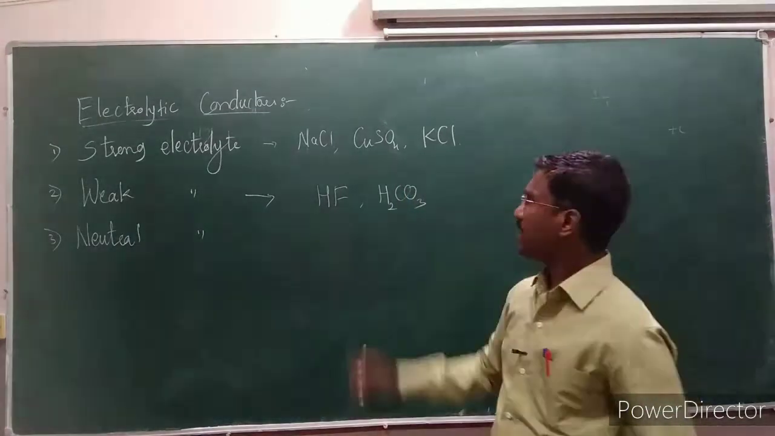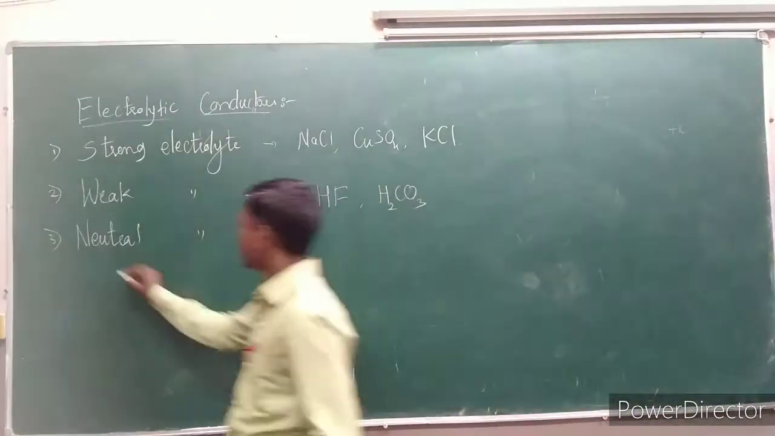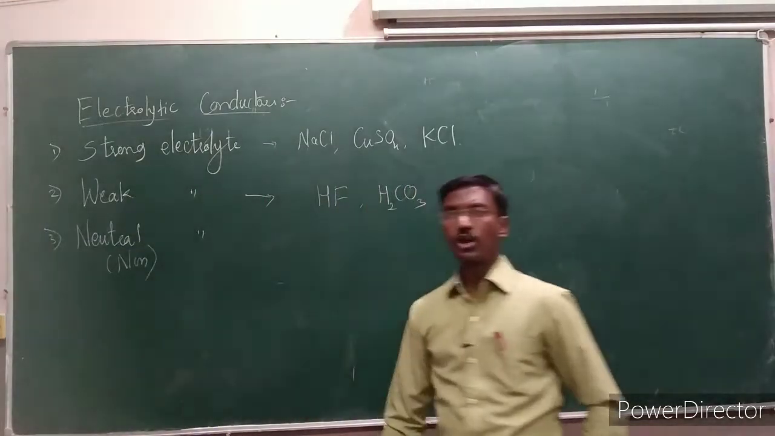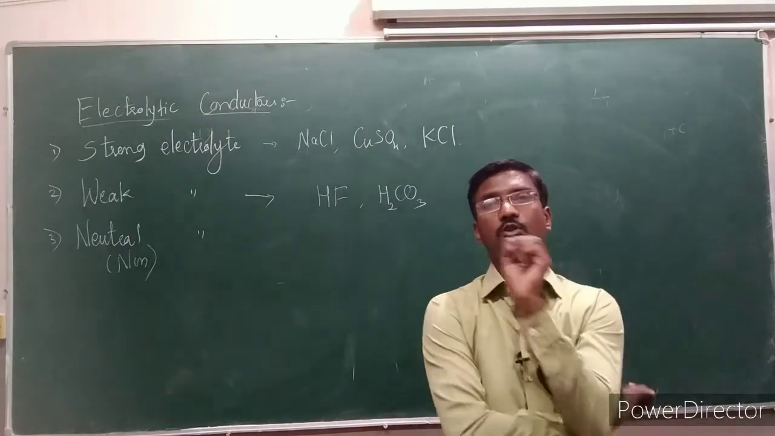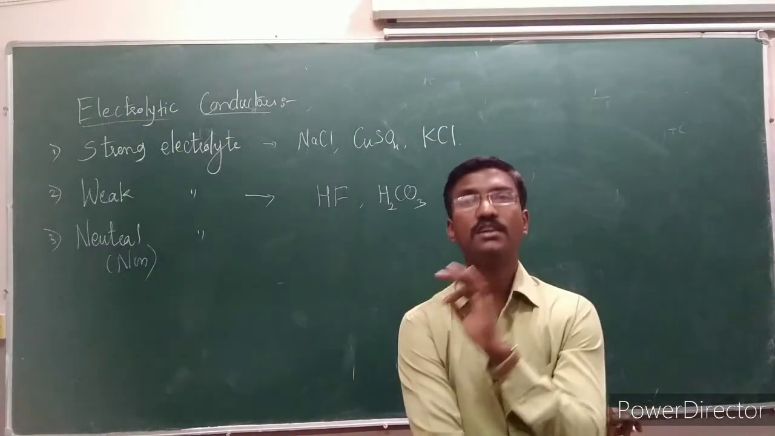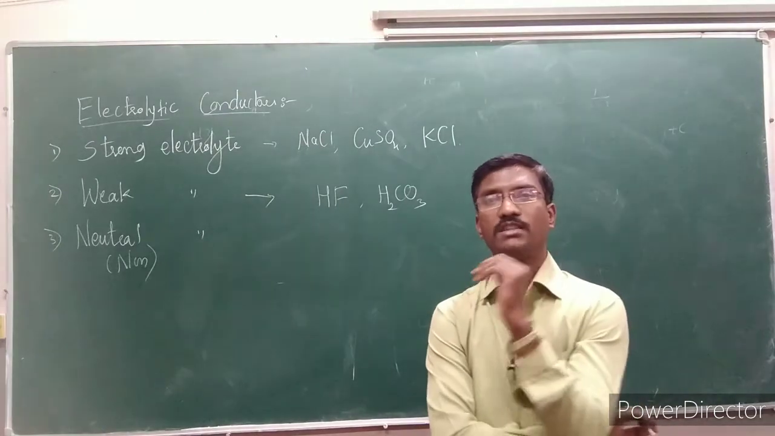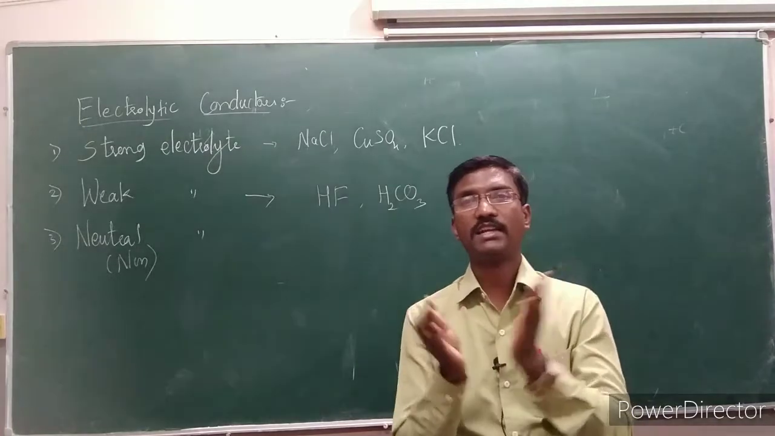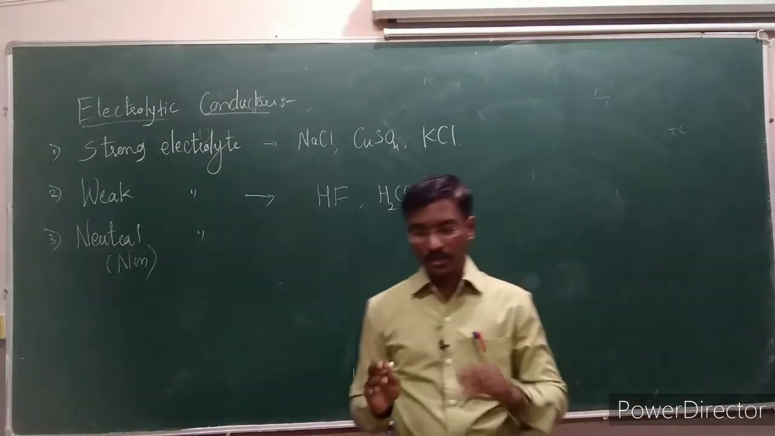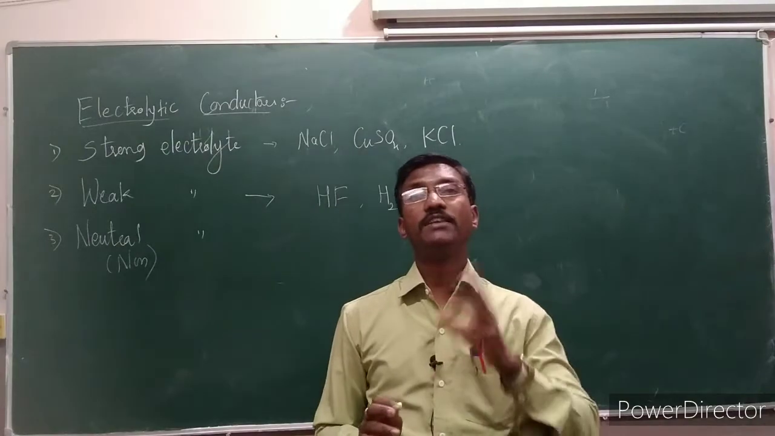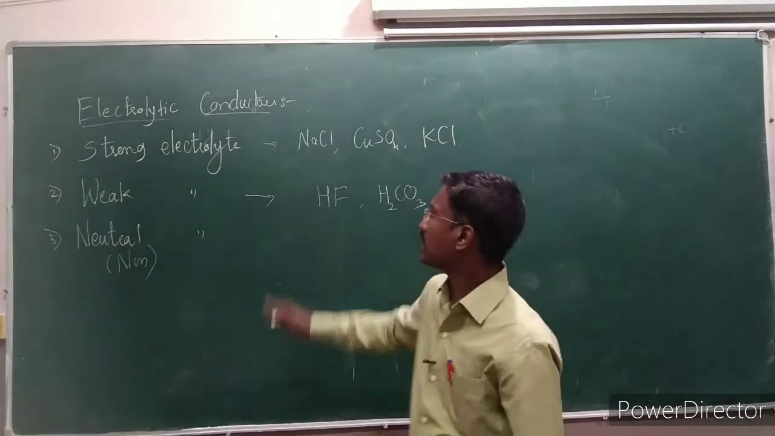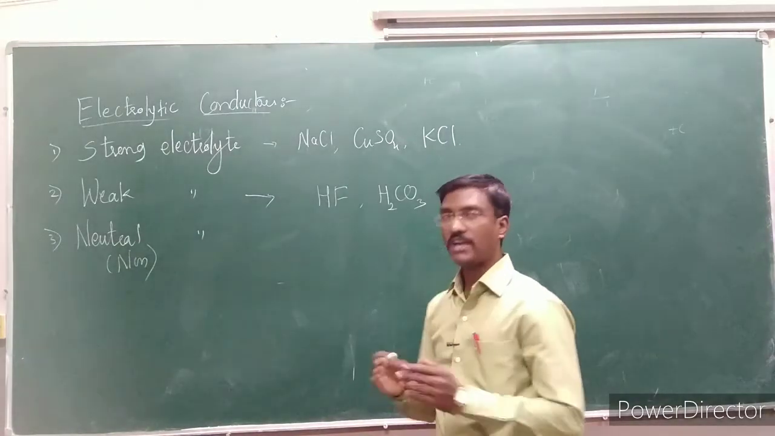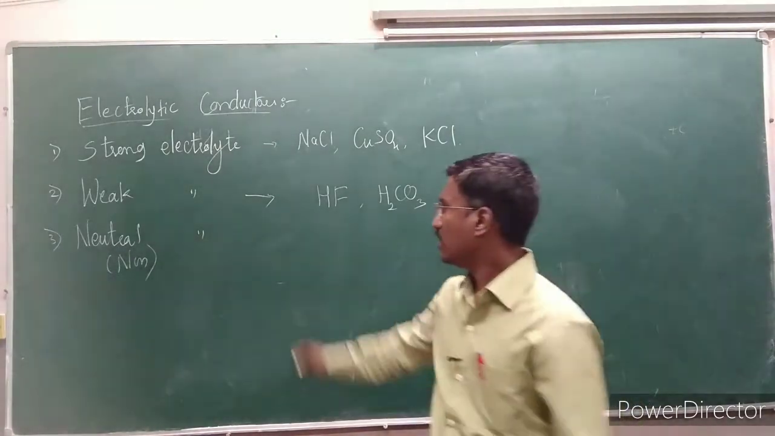Similarly, the neutral, or we call that a non-electrolyte. Non-electrolytes are those which do not ionize the salts. If we add the salt, they are not going to dissolve it. They are not going to generate ions, means cations and anions. If ions are generated completely, it is a strong electrolyte. If ions are formed partially, it is a weak electrolyte. If the ions are not generated, then it is called a non-electrolyte.